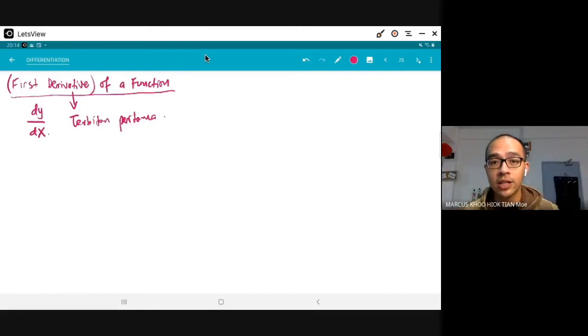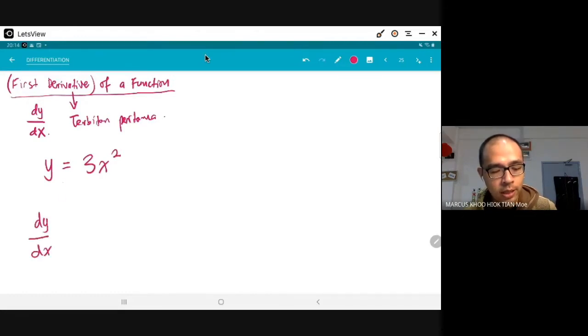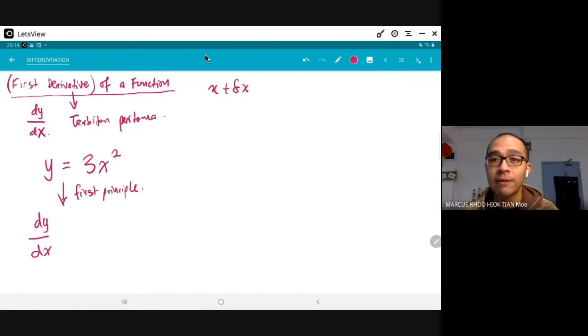We have learned previously, for example, if you have a function 3x squared, I can find the dy dx by using this process called the first principle. This is what we covered in the previous lesson, so I hope you remember this. The one that involves x plus del x, and all the nonsense that came after that. So that's the first principle.